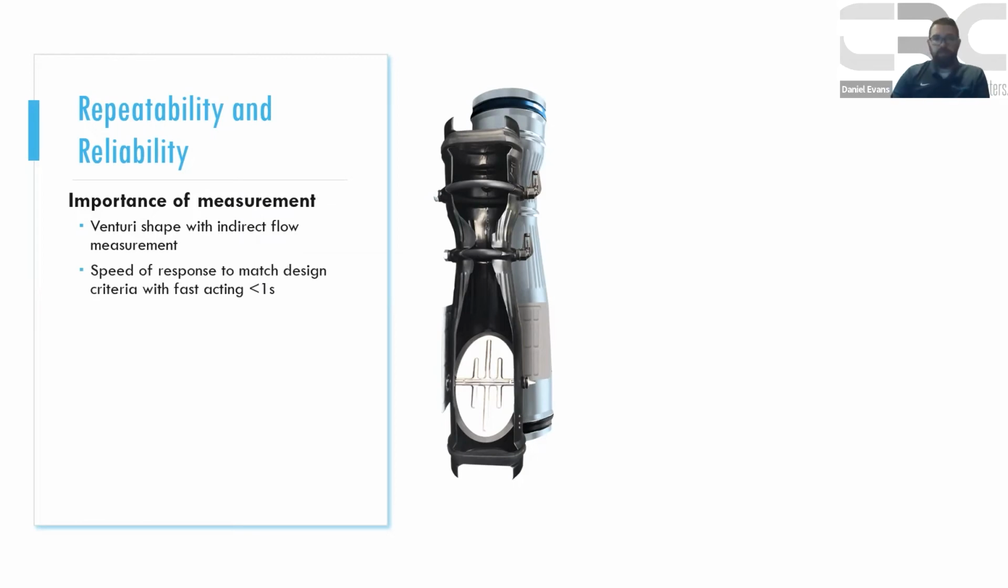Speed of response is one that comes up a lot. The best way that I always talk about it is, depending on the system, we may have to move quicker or slower. Most often it comes into our fume hoods. So when we see speed of response, the CLV is designed to match any design criteria with a fast acting response of less than 1 second to maintain set point. It measures and controls the close.